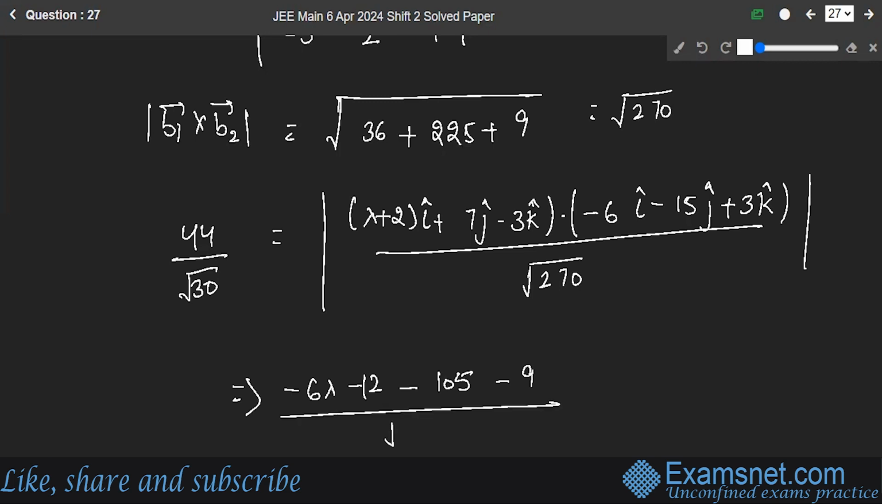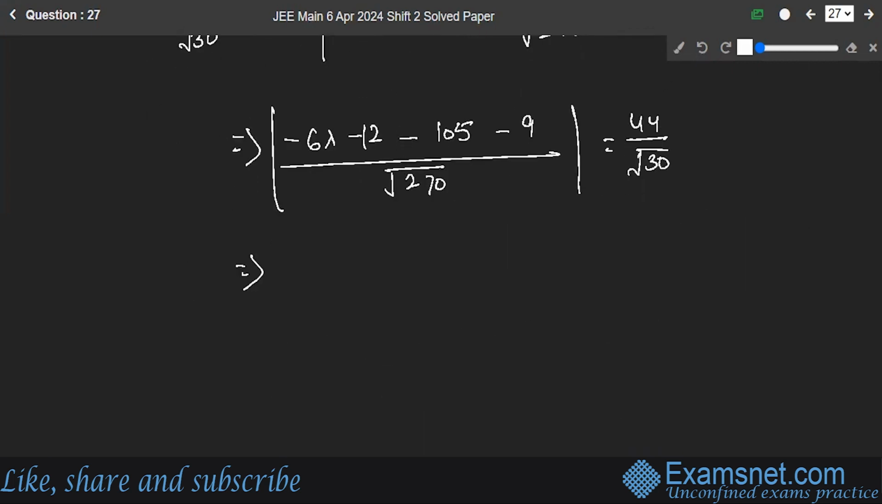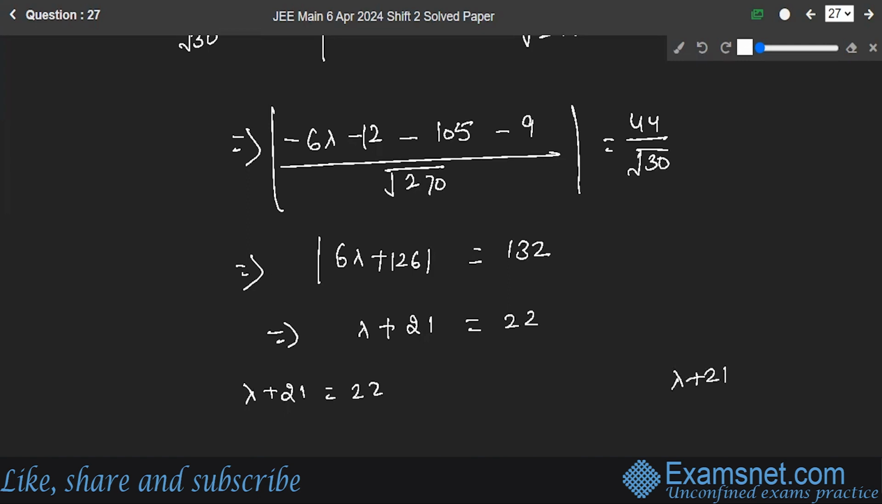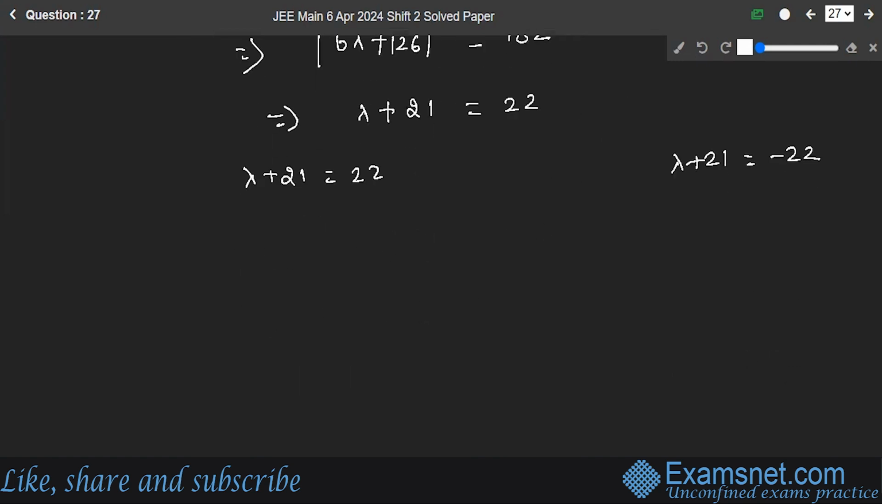Upon this is 44 upon root of 30. And this will give me 6 lambda plus 126 is equal to, on solving, you will get here 132. This is lambda, taking 6 common: lambda plus 21 is equal to 22. Or you will have lambda plus 21 is equal to plus minus 22. So lambda plus 21 is equal to plus 22 and minus 22. From here, you will get the value of lambda as 1. And from here, you will get the value of lambda as minus 43.